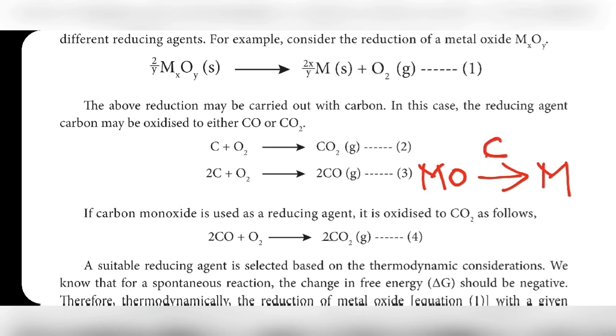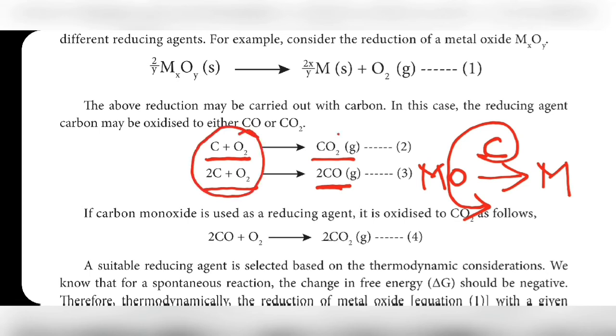If carbon takes that oxygen, it can form two different products. If carbon reacts with oxygen, CO2 is obtained, or carbon reacts with oxygen and carbon monoxide is obtained. So two different products are possible. One is carbon dioxide, another one is carbon monoxide.